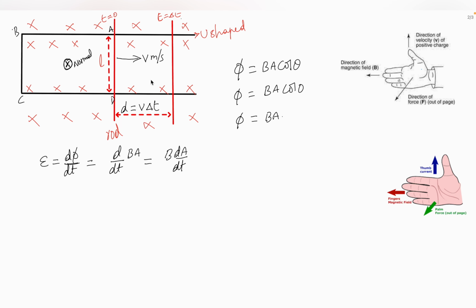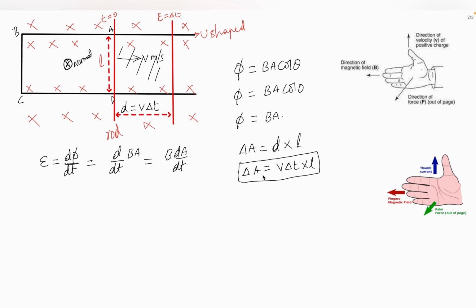So what is the change in area here? The change in area is this region of the increase in the area. This region is the change in area. That area will be this length d times the length of the rod, L. So our d, which we have calculated, is v times delta t, times L. So delta A is this much.